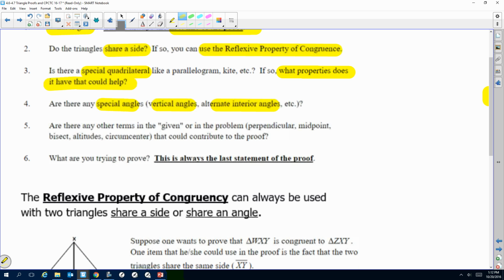And then other given information. You can have other given like the word perpendicular, midpoint, bisects, altitude. You would add that to your proof. You would use that in your proof. And then the last thing, what you are trying to prove is always the last statement of the proof.